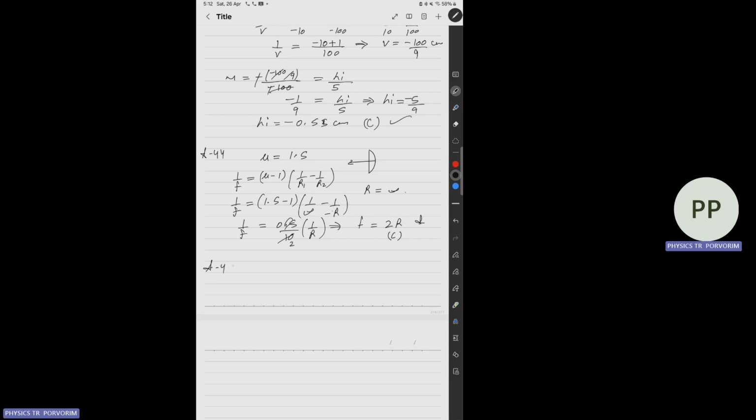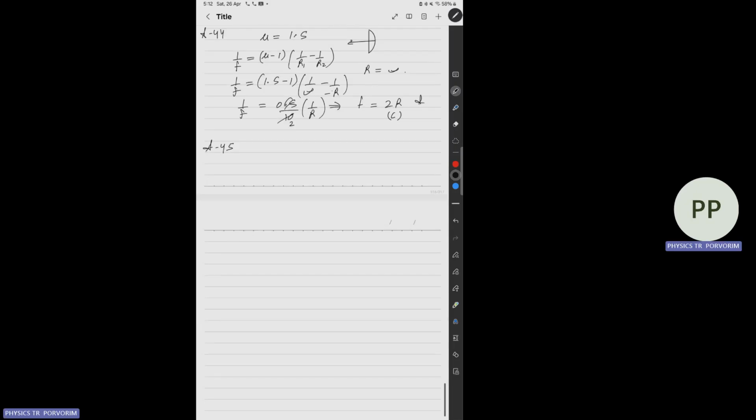Clear? Last question, 45. In the given circuit, the voltmeter and the electric cell are identical, identically ideal. Ideal means the voltmeter has infinite resistance. The reading of the voltmeter. Now, see, we have a diagram like this: 1 ohm, 1 ohm, 2 volt, and this is the voltmeter. So it is an ideal voltmeter. That means it does not allow any current to pass through it. Okay, I is 0 here.